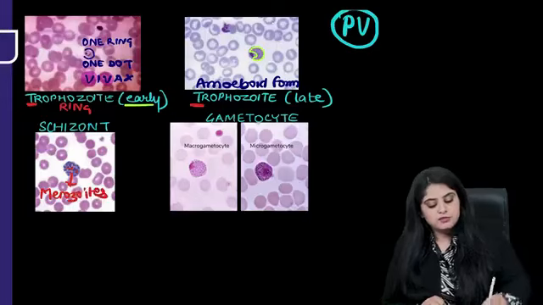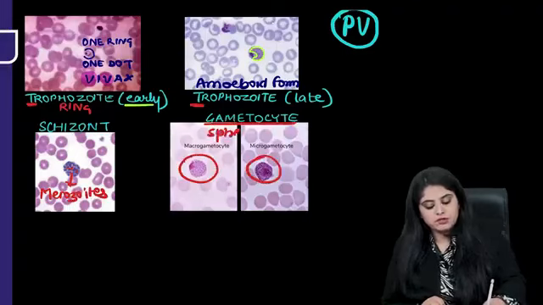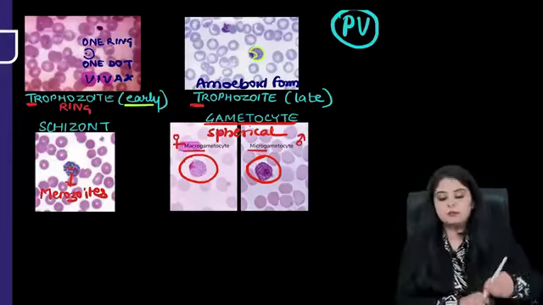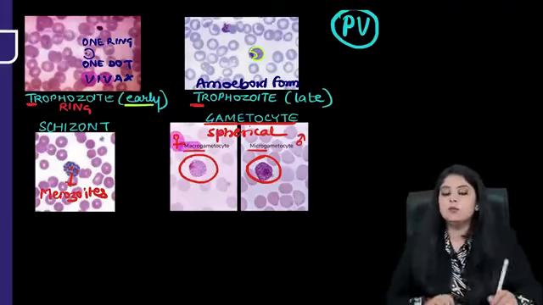And finally comes the gametocyte. What is the shape of the gametocyte that you see over here? It is a spherical gametocyte. Macro is known as female, micro is known as male. I've always given you a mnemonic that macro means females get more importance. Females have to be given more importance.